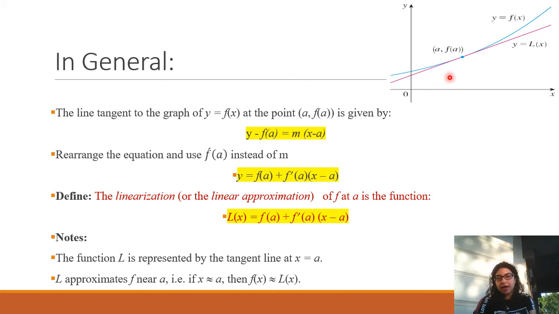So what did we do? What we did is that I am simply saying that if I want to approximate the value of y at this point, I can just say that it is very, very close to the value of y of the tangent line at this same point. So the function L is represented by the tangent line at x equals a, and L approximates f near a. This is the same understanding of the limit that we have taken before. So if x is approximately equal to a, then f of x, or y, is approximately equal to L of x.